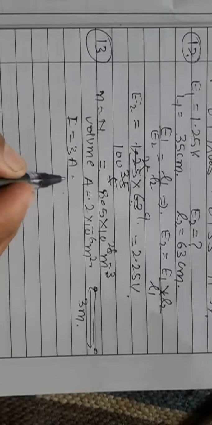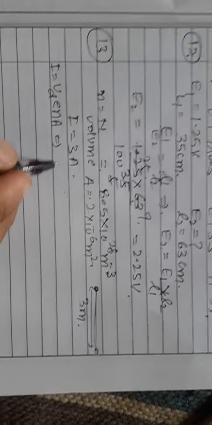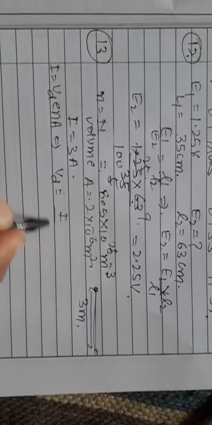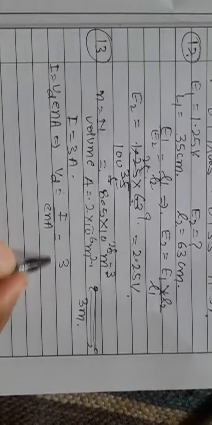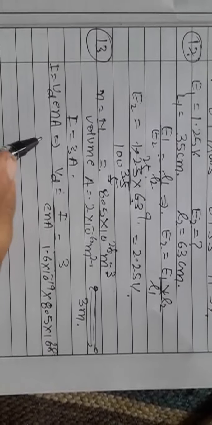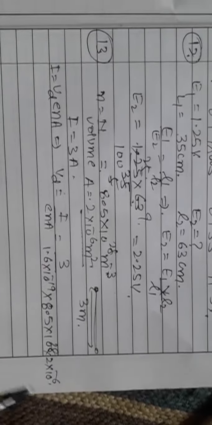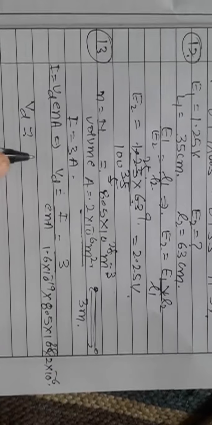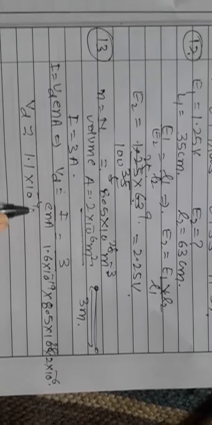So let us use the formula current equal to n e A v. From this, what will be the drift velocity? Current upon n e A. Current is 3, e is electron charge 1.6 10 to the minus 19, number density is given to you 8.5 10 to the power 28, into A, the area of cross section, again given, 2 into 10 to the minus 6. Solve this with the help of a calculator. Drift velocity approximately comes out to be 1.1 10 to the minus 4 meter per second.